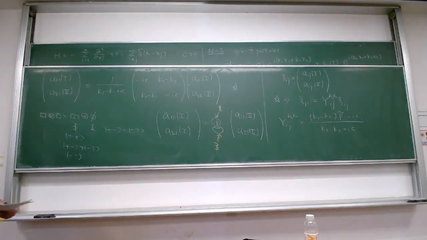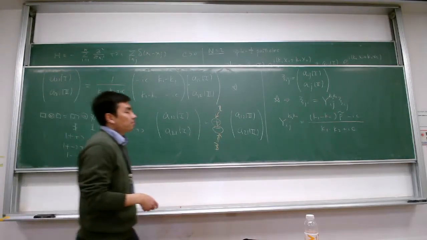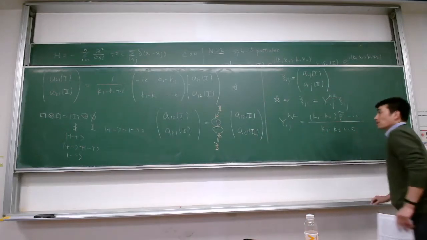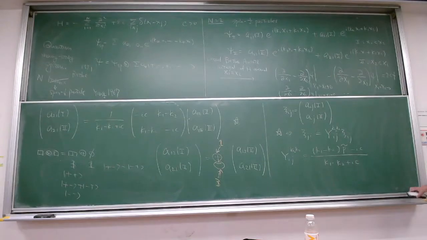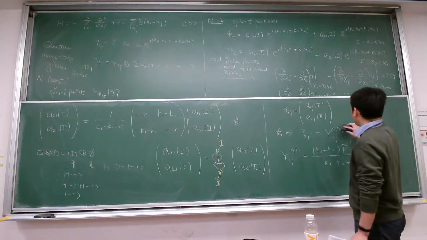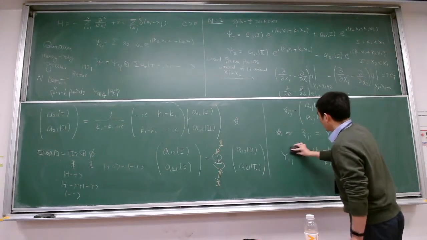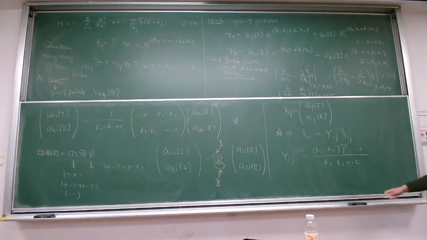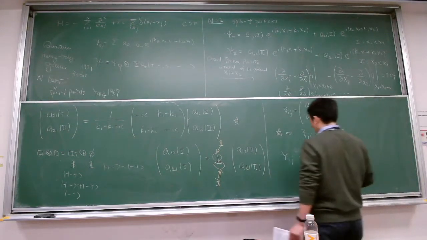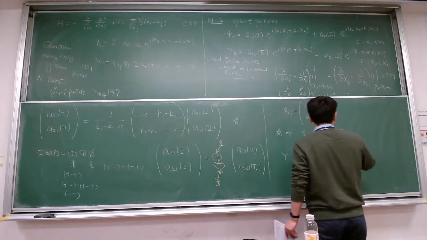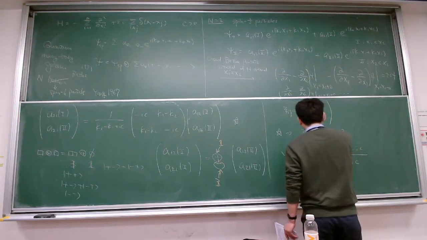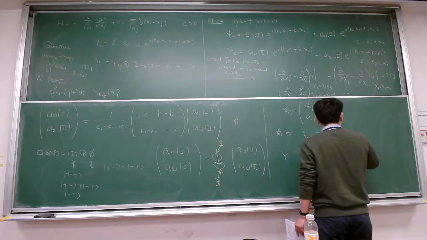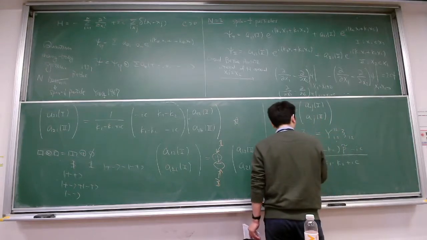Sorry, I think I shouldn't write it down this way. Let me reformulate. I shouldn't write K1, K2. I should call them alpha and beta, and this is 1, 2. Maybe I should call it 2, 1. And then 1, 2, 1, 2, 1, 2.